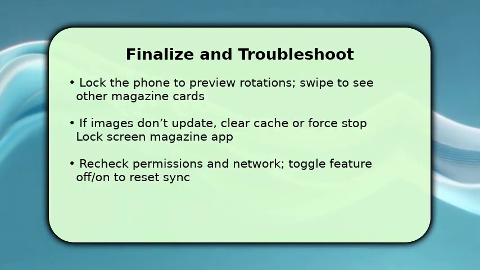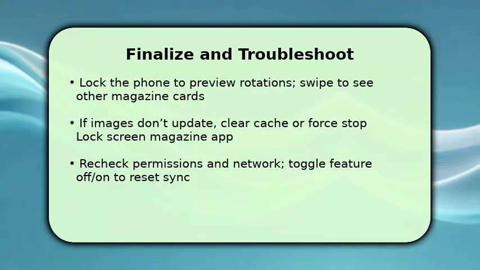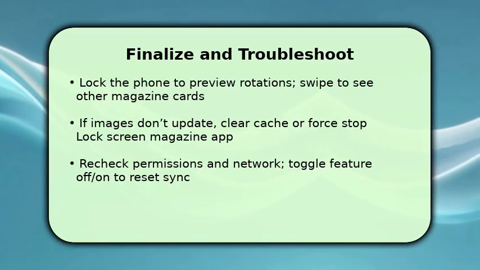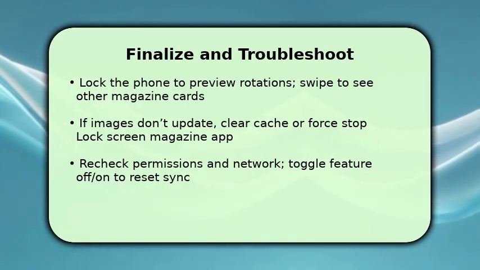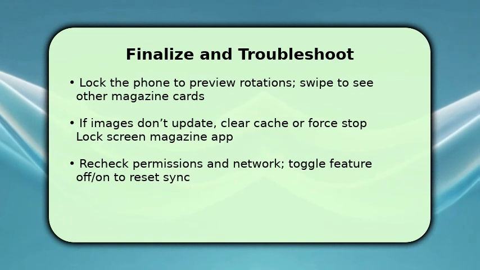Make sure permissions and network access remain granted. If problems persist, toggle the feature off and back on to reset sync. The why here is simple. Cache and permissions control downloads, so resetting them restores normal magazine updates and rotation.